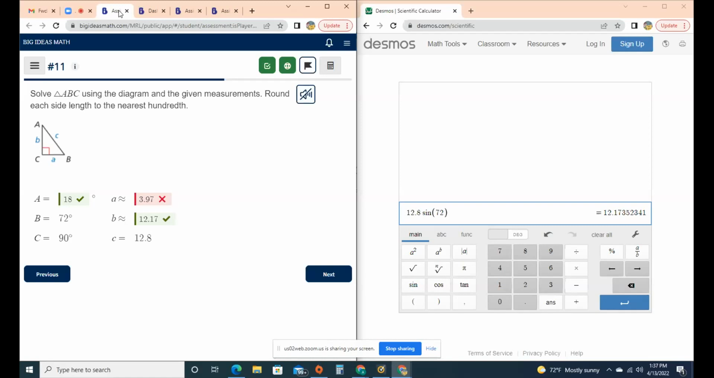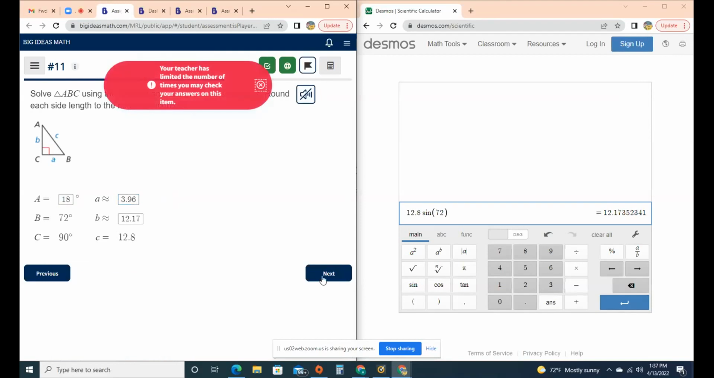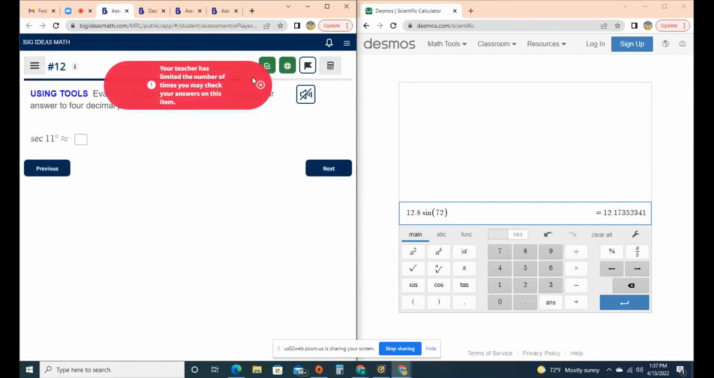Yeah, I mean, I'm looking right here at the numbers. It's 3.9. Oh, no, I'm sorry, 3.96. Not 97. That's all it is. Okay. I'm thinking that's right.